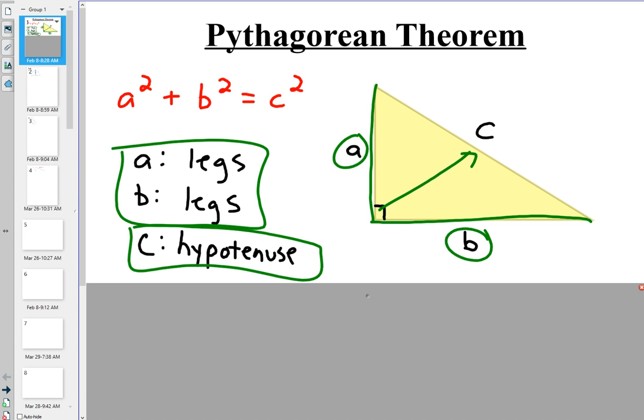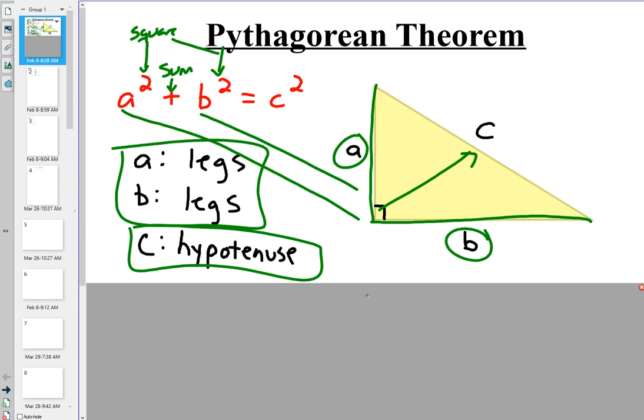So he figured out that if you get the sum of the squares of the legs, sum, which means plus, squares, which means second power, of the legs, A and B, that would be equal to, in a right triangle, only in a right triangle, the square of the hypotenuse.